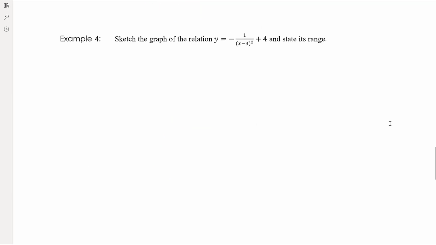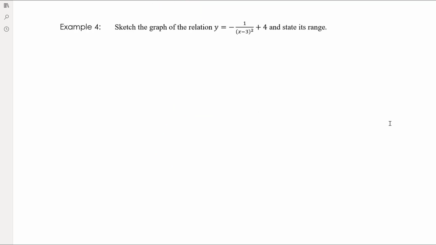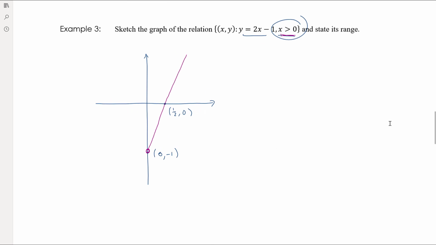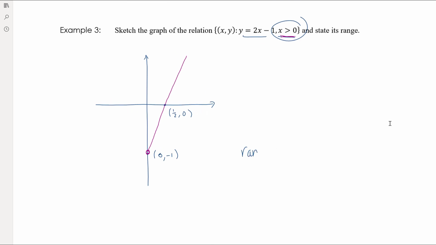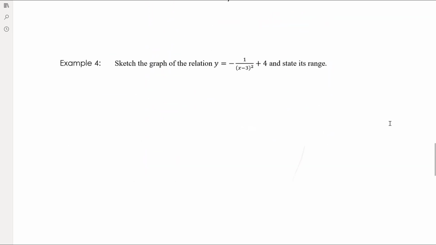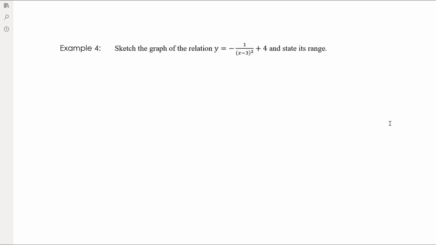Okay, question 4. Sketch the graph of the relation. Oh, we forgot to state the range again, sorry. So the range of this relation is going to be -1 is the lowest value, but it's not included, and all the way up to infinity in terms of y values. Sketch the graph of the relation and state its range.